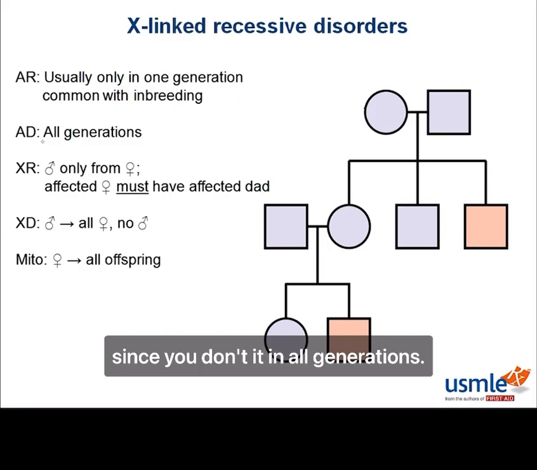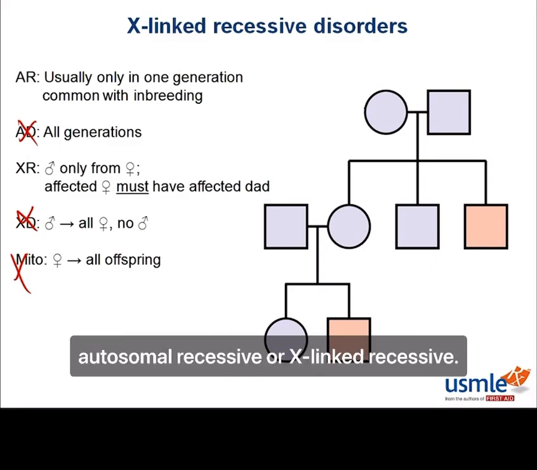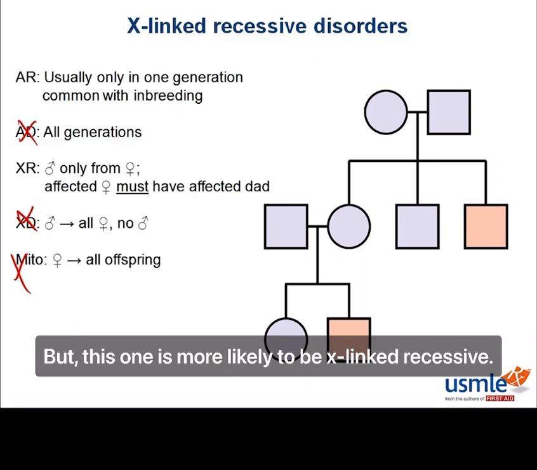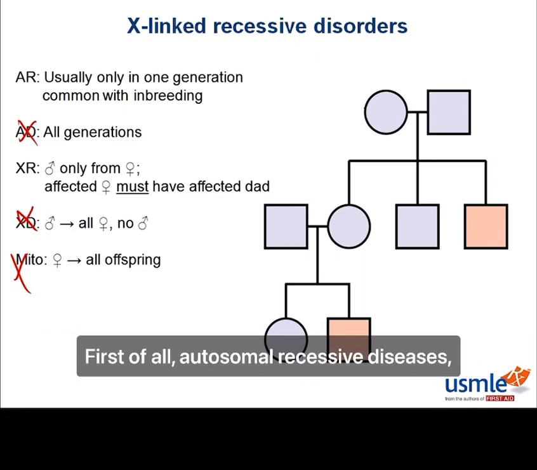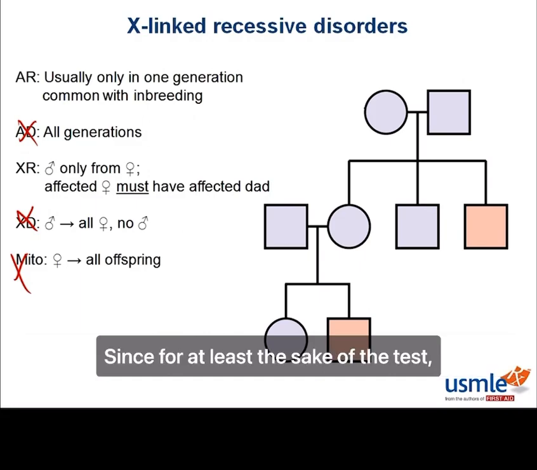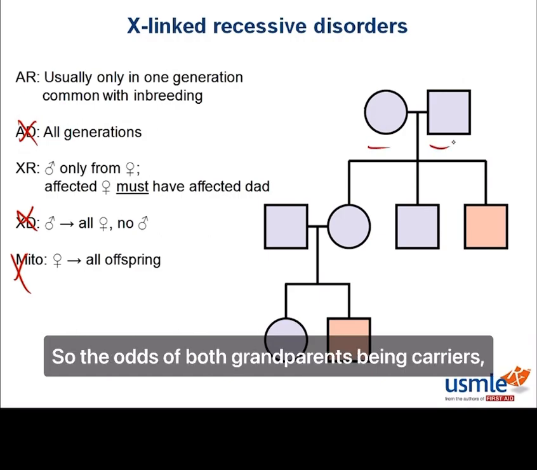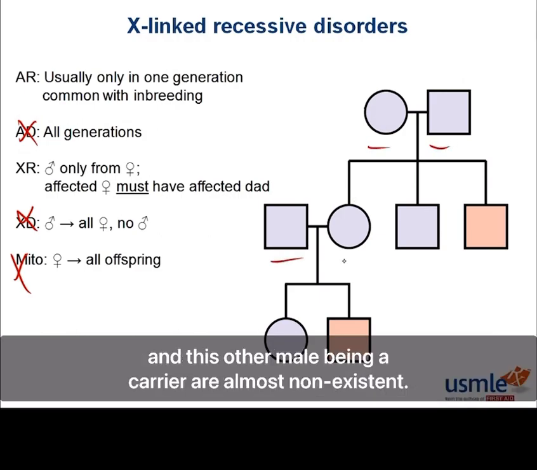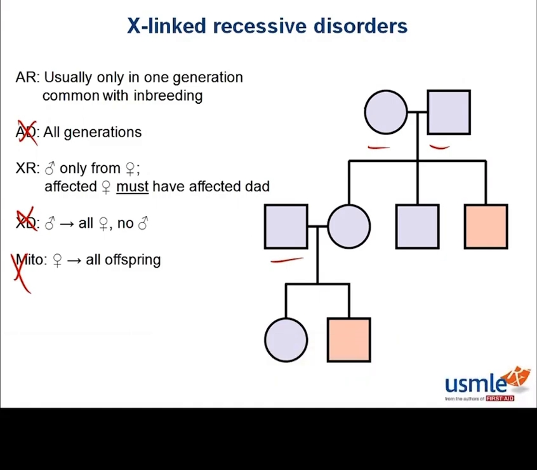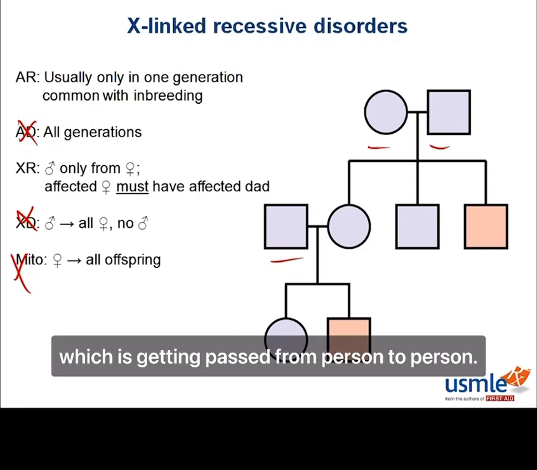in all generations. And it's not mitochondrial since nobody's getting it from their mother. So it could technically be either autosomal recessive or X-linked recessive, but this one's more likely to be X-linked recessive. First of all, autosomal recessive diseases you will almost never see in more than one generation, since at least for the sake of the test, you should assume that it's rare in the population, so the odds of both grandparents being carriers and this other male being a carrier are almost non-existent. It's a lot more likely that there's only one disease allele, which is getting passed from person to person.